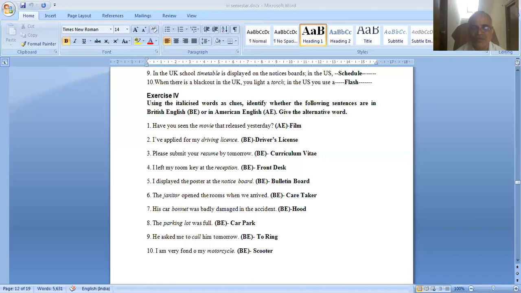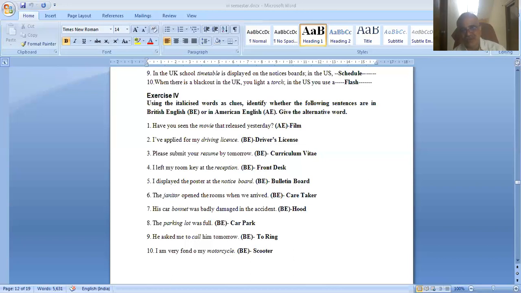So resume and curriculum vitae, both the words are used by the candidates when they want to apply for jobs or want to go for higher education. They submit their resumes or curriculum vitae. Of course, both are almost the same in use, but there are slight differences. And when we see the differences between these two in our syllabus, we can identify the differences between these two words.